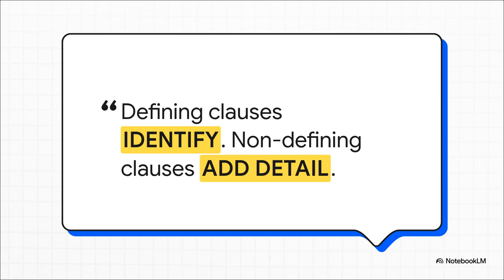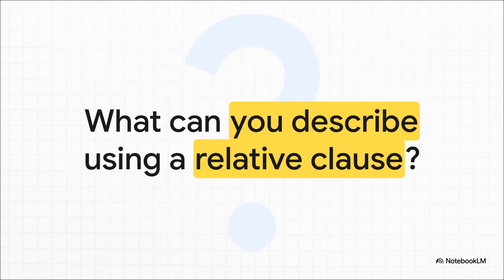If you remember just one thing, let it be this. Defining clauses identify. They point to a specific person or thing. Non-defining clauses just add detail to something we already know. That's the core difference. All right, now it's your turn to put this into practice. Think about your job, your company, a project you're working on. Can you describe a person or a thing using one of these clauses? Go ahead, try it out right now. That is how you're really going to make it stick.